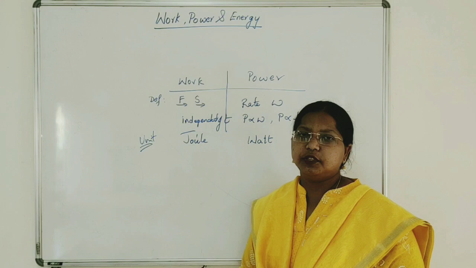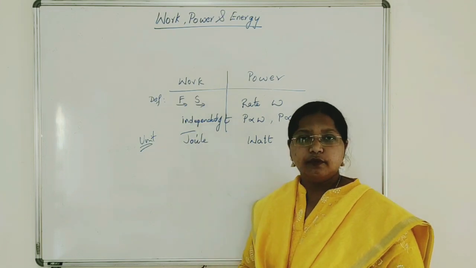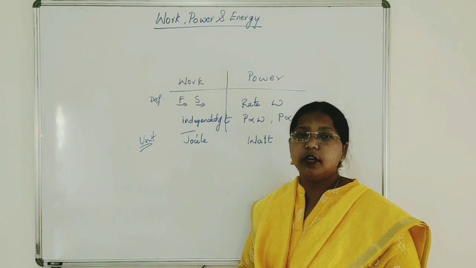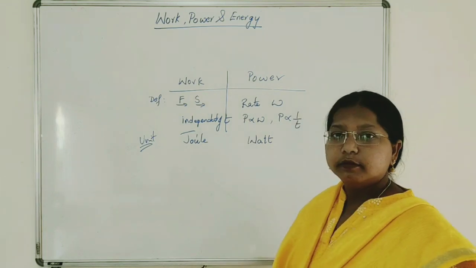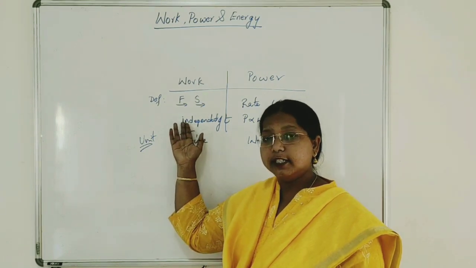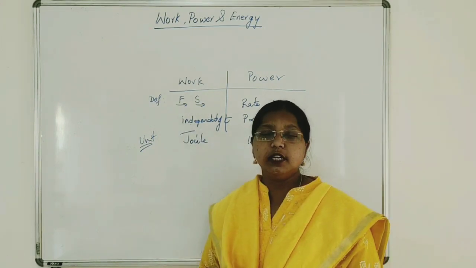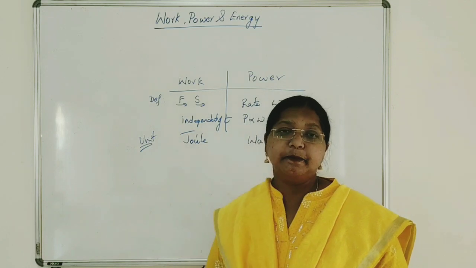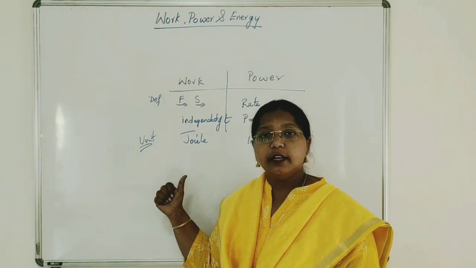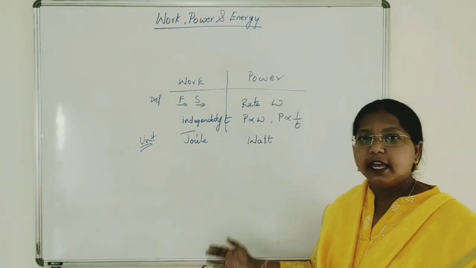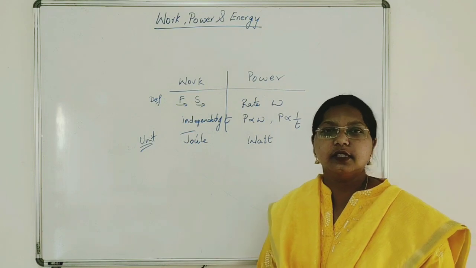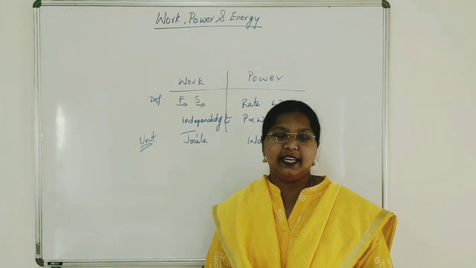First one is the definition. Work done: when force and displacement are in the same direction, then the body is said to do some work. And power, rate of doing work is called power. And work done is independent of time and power is inversely proportional to the time. And then finally moving on to the units. SI unit of work is joule and SI unit of power is joule per second or watt. So this is what about power, the second part of lesson 2.